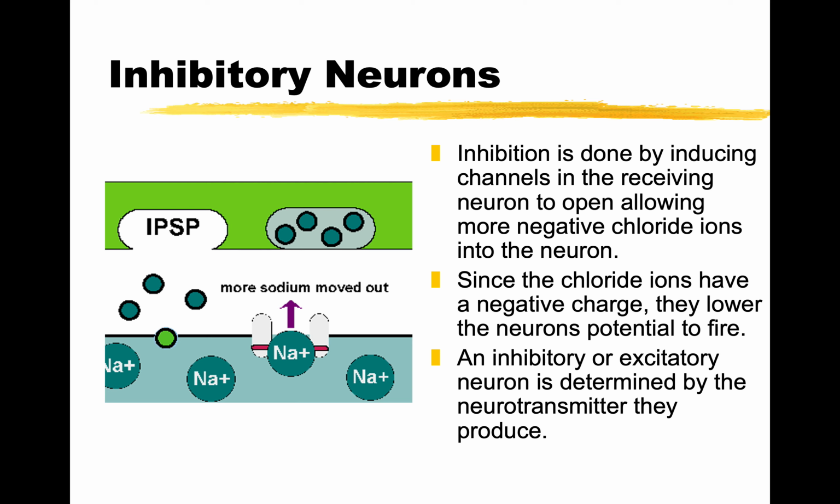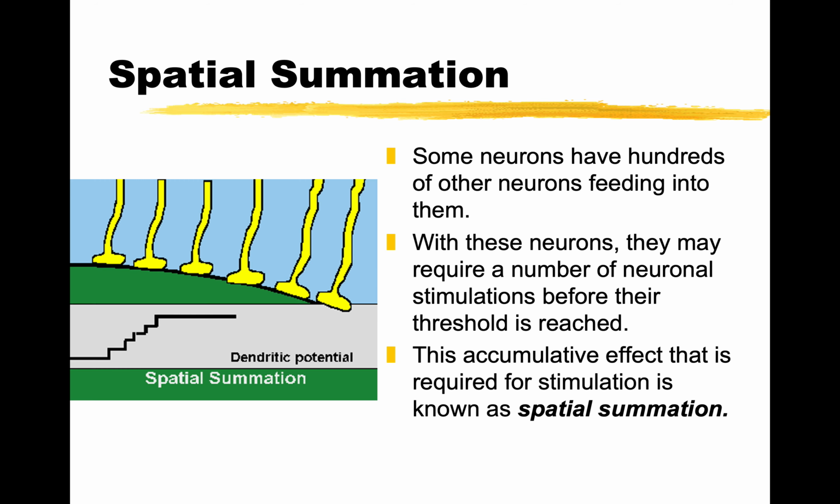Inhibition is done by inducing channels in the receiving neuron to open, allowing more negative chloride ions into the neuron. Since the chloride ions have a negative charge, they lower the neuron's potential to fire. An inhibitory or excitatory neuron is determined by the neurotransmitter that they produce.